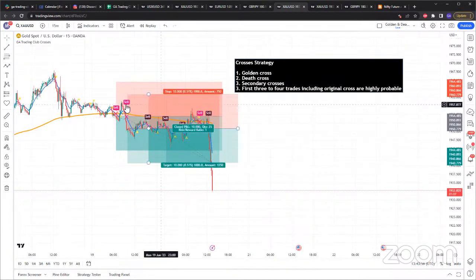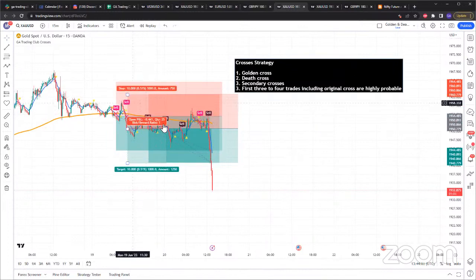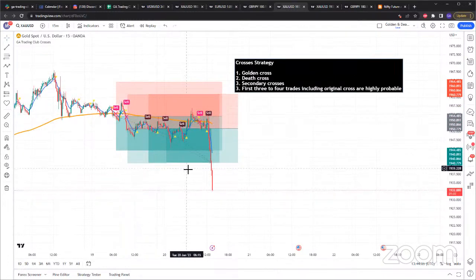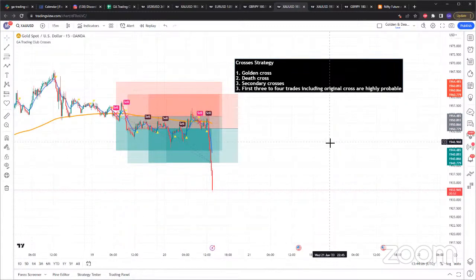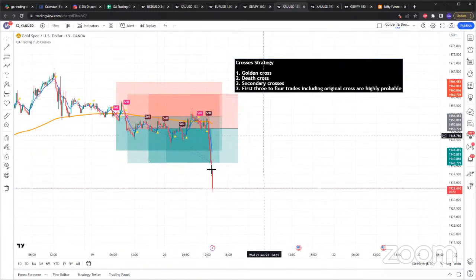Again, same thing for sells. The first 4, so 1, 2, 3, 4. That's it. So right now, what we would want to trade for gold is buys. And at that point, we just need to wait for a golden cross to happen. So you can keep taking sells.